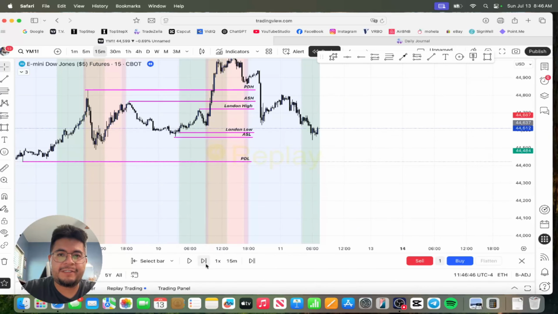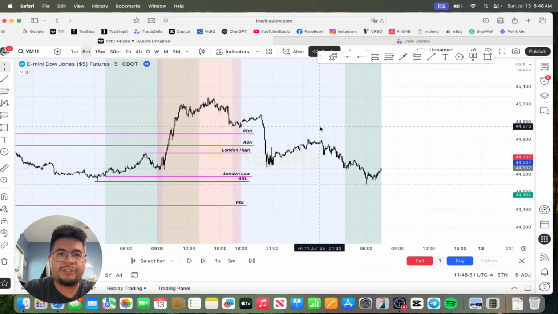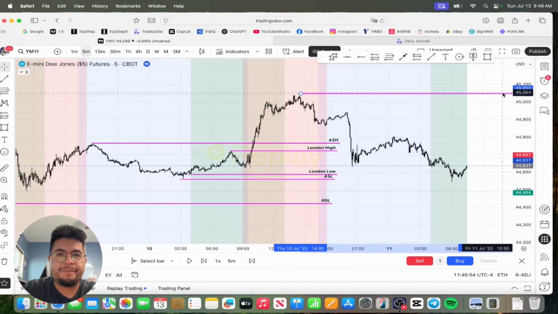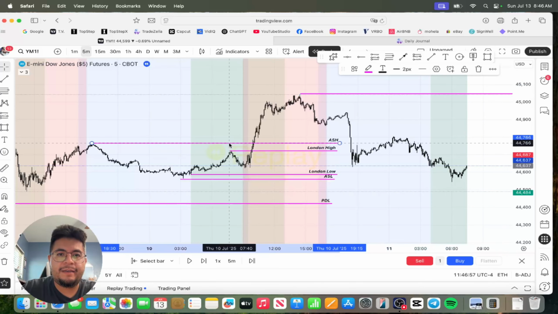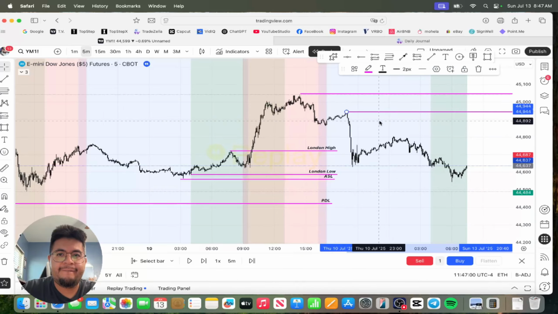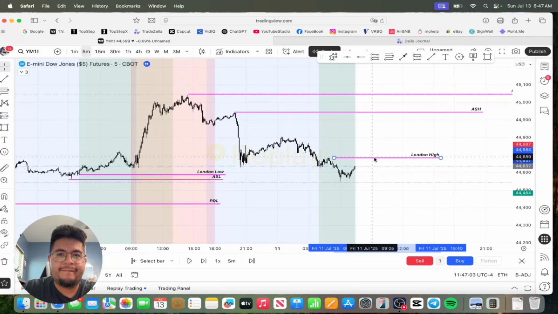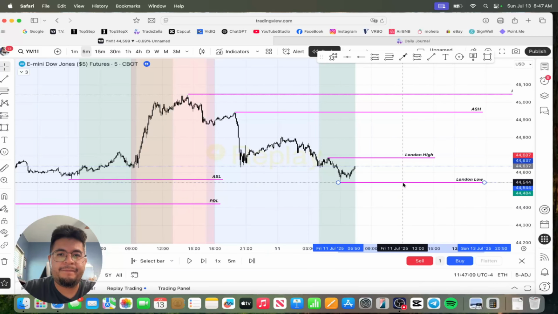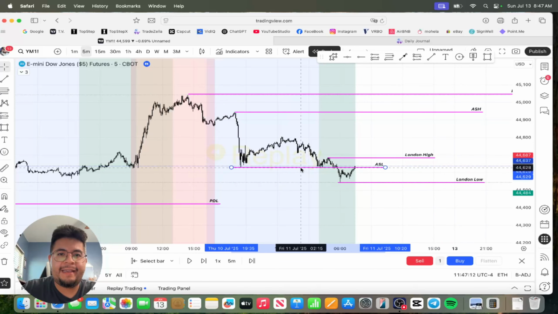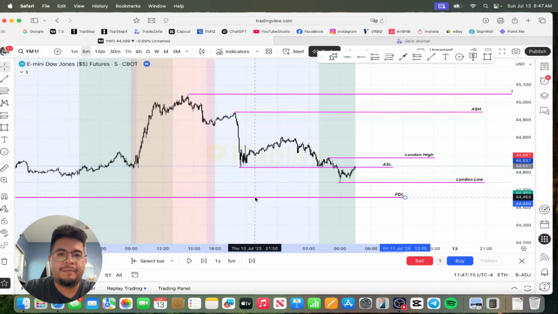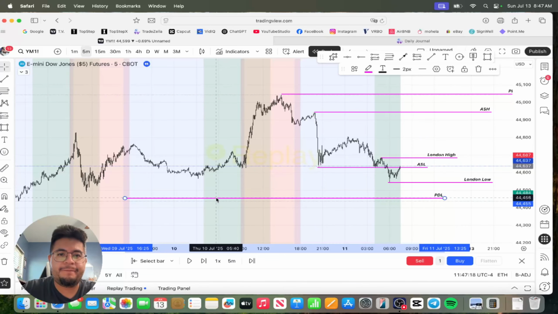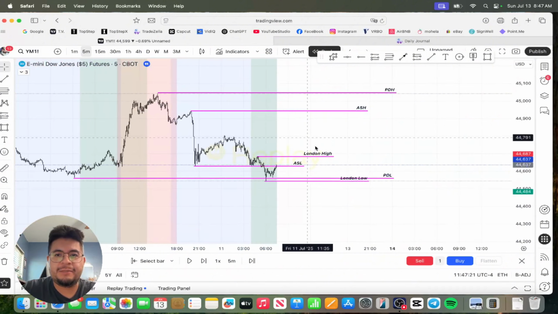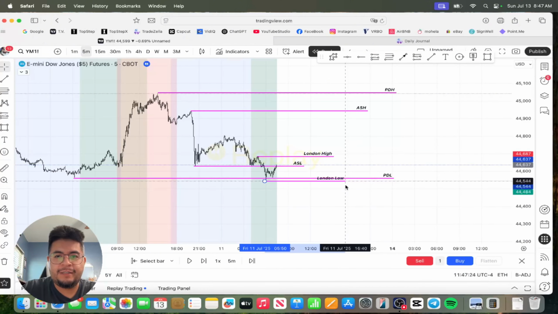6:15, 6:30, 6:45, 7. Okay, we're at 7:15, so that means we're going to go down to the 5-minute chart and mark up the previous day high, Asian session high, London high, London low, Asian session low, previous day low, which is right there. And then what we're going to do is just move these to the 1800 point right there.